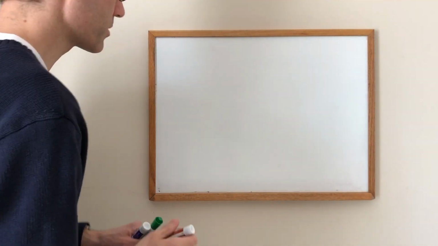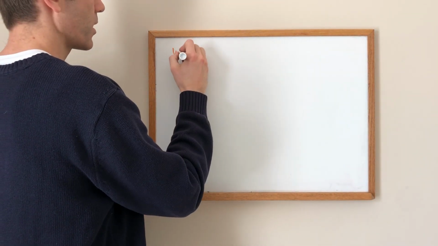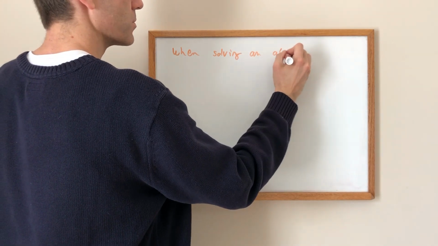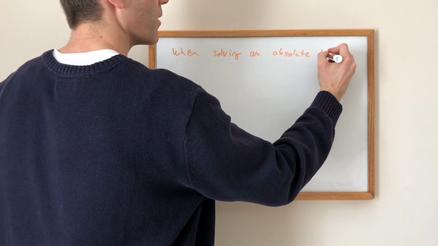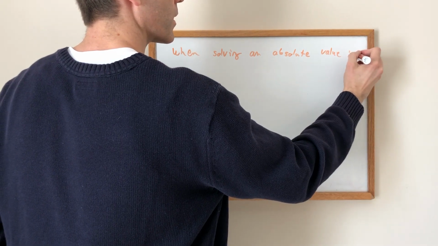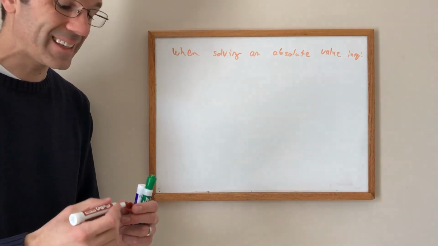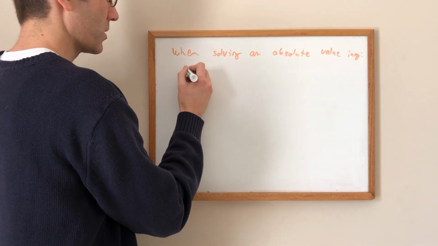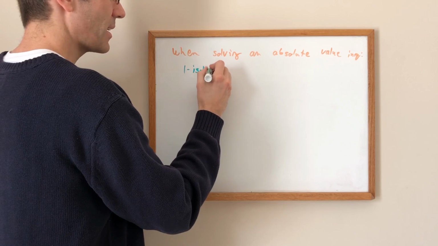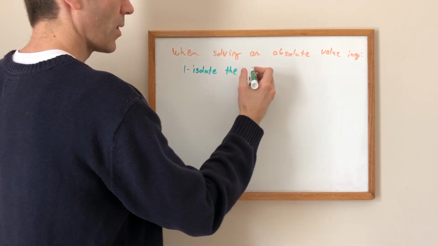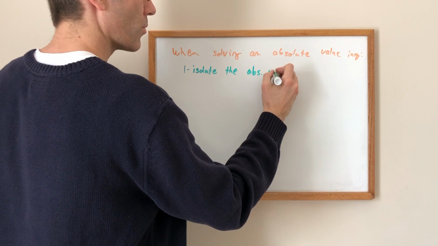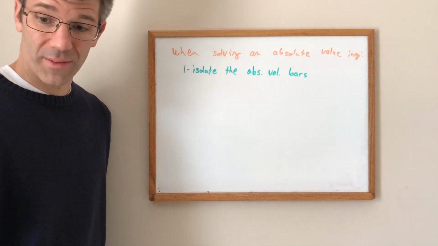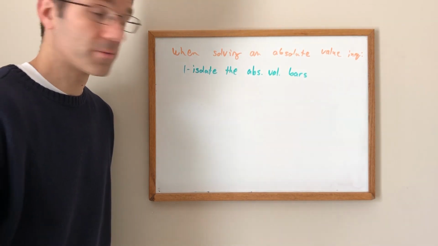Okay, so in your notes, there's this little phrase that says, when solving an absolute value inequality. We haven't had to encounter this yet, but we will. Step one, isolate the absolute value bars. That's actually going to happen in the notes in just a few minutes. We're going to have to do that on number four in our notes.